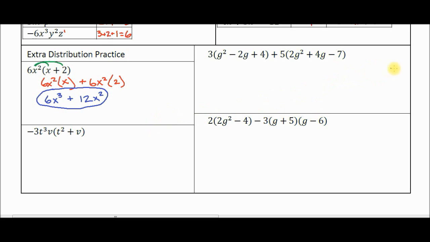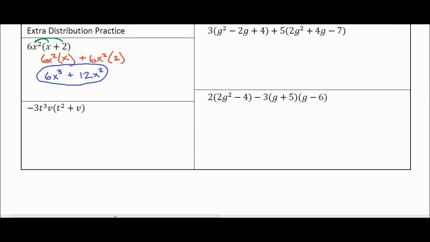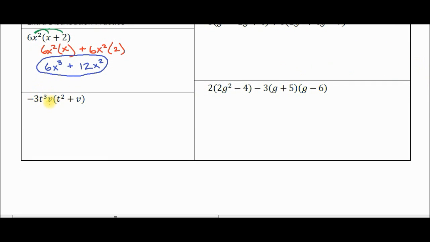All right, let's take a look at this one. Negative 3t cubed v times t squared plus v. Well, same rules apply. It might look a little messy, but everything works the same. Multiply it times the first term in the binomial and times the second term in the binomial. We have negative 3 t cubed v times t squared, and we have negative 3 t cubed v times v. Let's go ahead and combine those together.